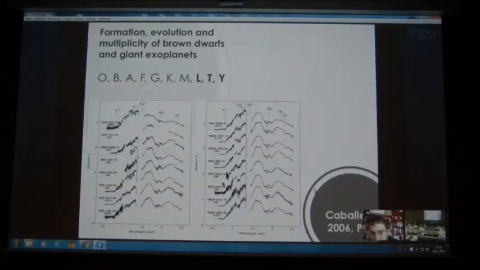For characterizing spectroscopically brown dwarfs, planets, and very low mass stars, we need to extend the classical series of spectral types.